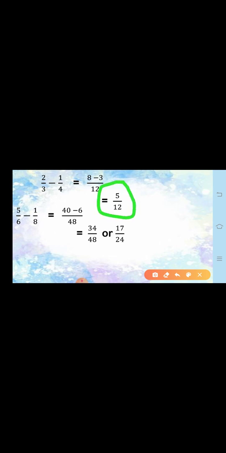Okay, and then next is 5 over 6 minus 1 over 8. Again, use the cross multiplication. 5 times 8 is equal to 40. 6 times 1 is equal to 6. So we have 40 minus 6 is 34. 34 over 48, since 6 times 8 is equal to 48.